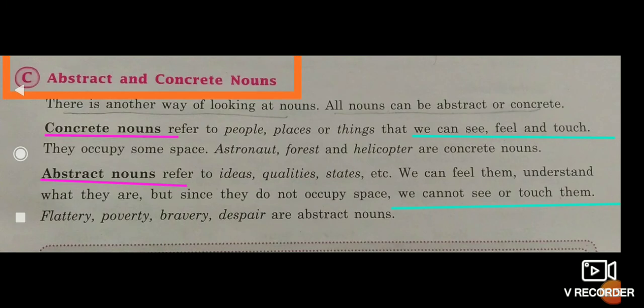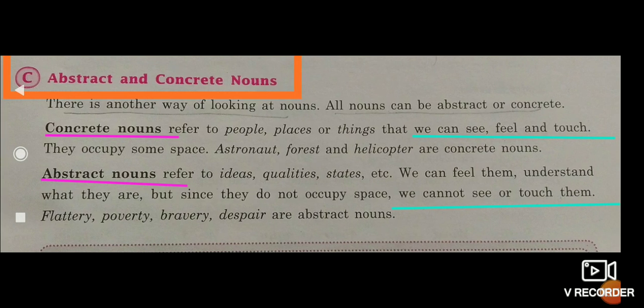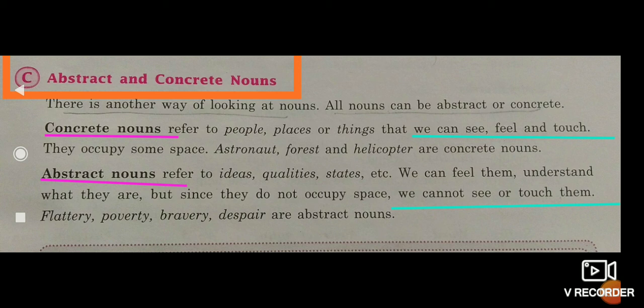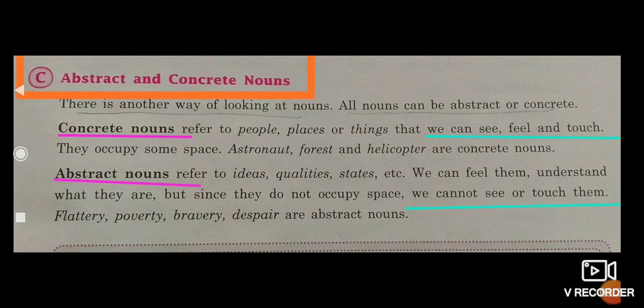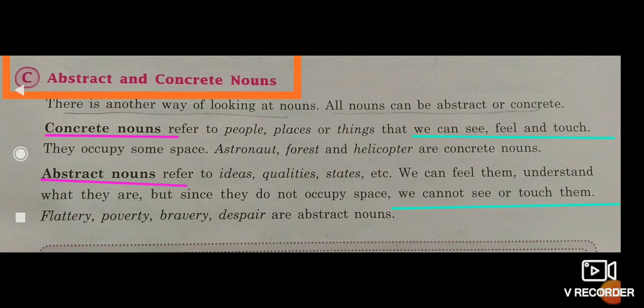Next, there is another way of looking at nouns. All nouns can be abstract or concrete. Abstract, as you know from the definition of abstract nouns, refers to the idea, quality, or state which we can feel. We can only feel and understand them, but we can't see or touch them. Like poverty, bravery, despair, we cannot touch or see them, we can just have a realization that it is there.